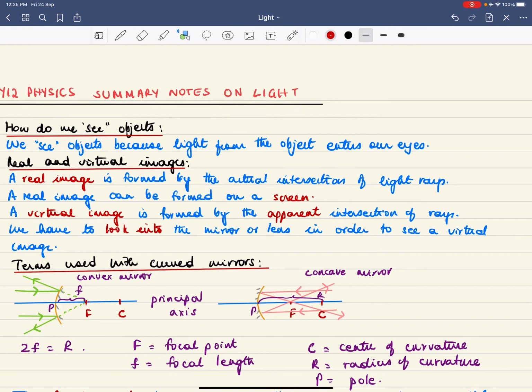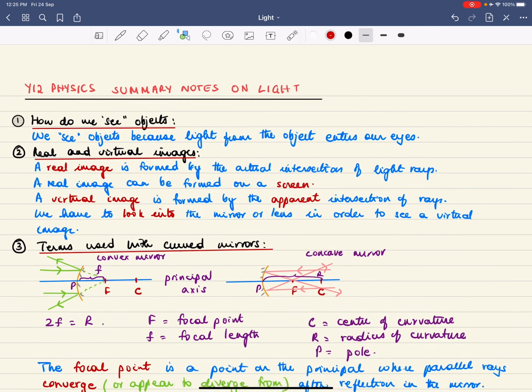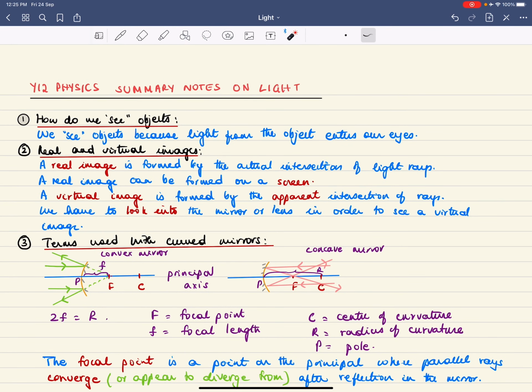Hi everybody, these are just some summary notes for year 12 physics on light. We see objects when light from the object enters our eye, and there are two types of images that are possible. If we see something where the object is not actually there in that particular position, we say we see an image.